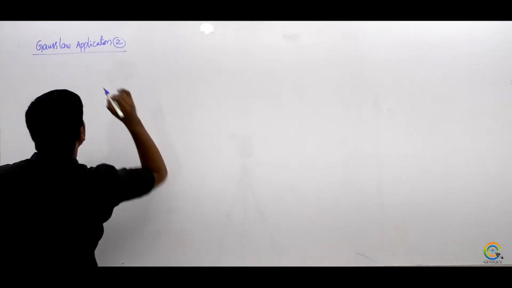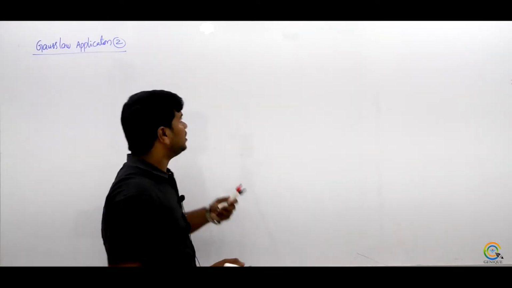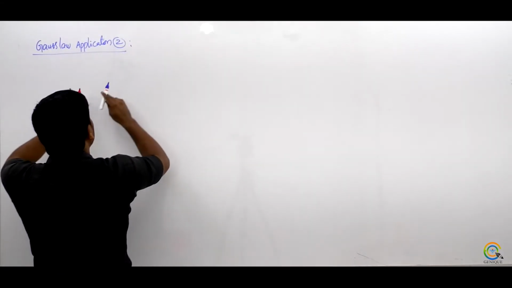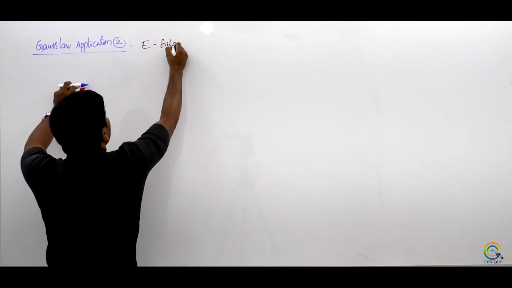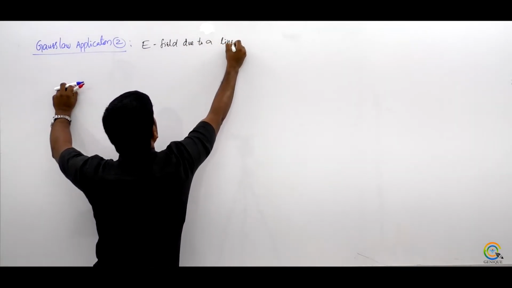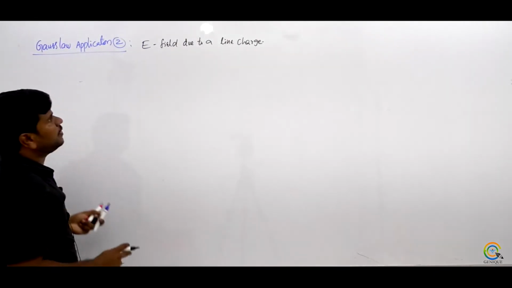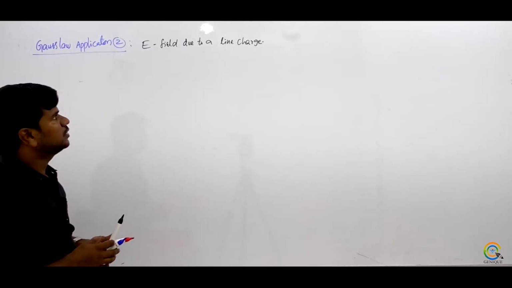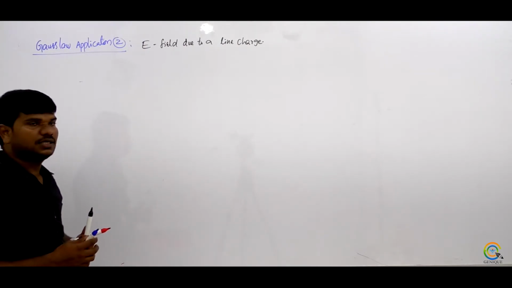The second application of the Gauss law. This is one more application. The application is the electric field intensity due to a line charge. So how can you find the electric field intensity due to the line charge?